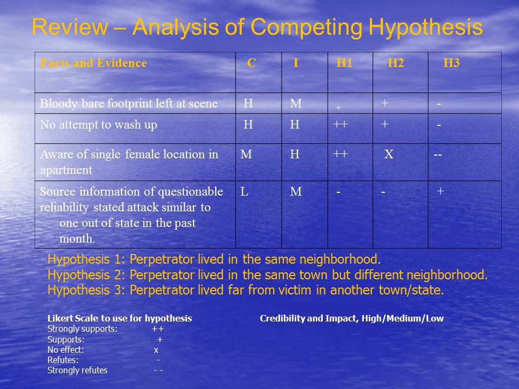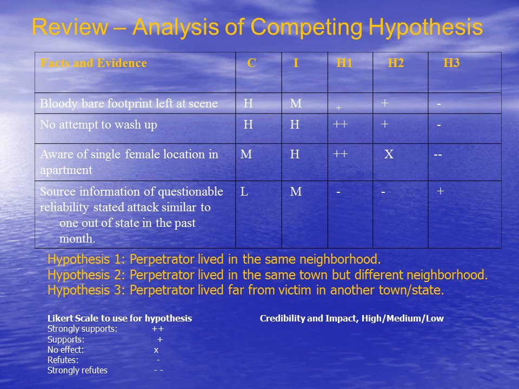So if we go to hypothesis 1, we look at the bloody barefoot, and then let me back up. If you look at the bottom, you have a Likert scale to evaluate strongly supports down to strongly refutes the evidence, and our credibility and impact evaluations are high, medium, and low. So we've established those criteria in putting together our chart. So again, C is credibility, I is impact. So for hypothesis 1, perpetrator lived in the same neighborhood. The analyst here showed that the bloody barefoot left at the scene would support that the perpetrator lived in the same neighborhood.